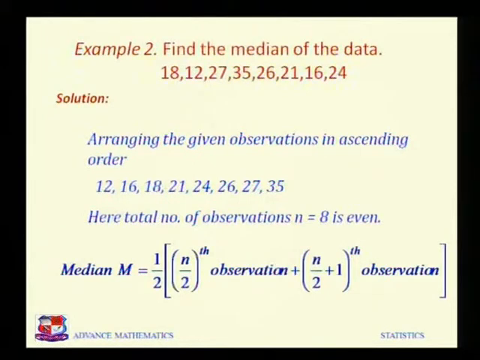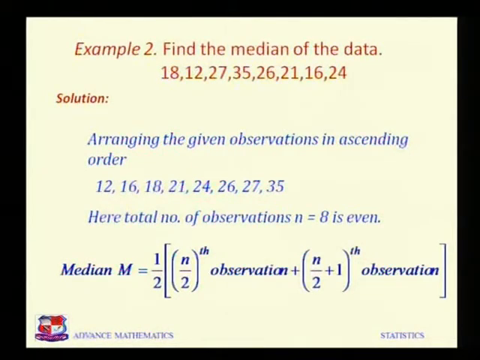First of all, what we have to do is arrange the given set of observations in ascending or descending order. After that we have to count the number of observations. Then we have to check whether the total number of observations is odd or even. Here the total number of observations, which we denote by n, is 8, so 8 is an even number. Then we have to find the median.